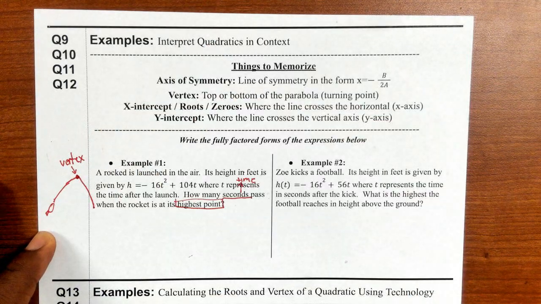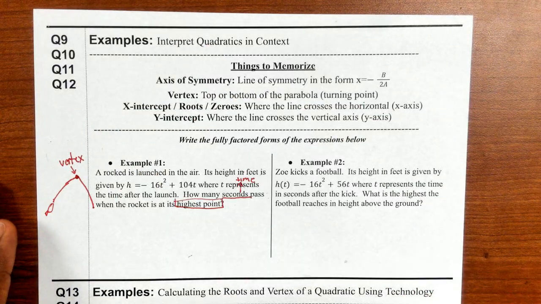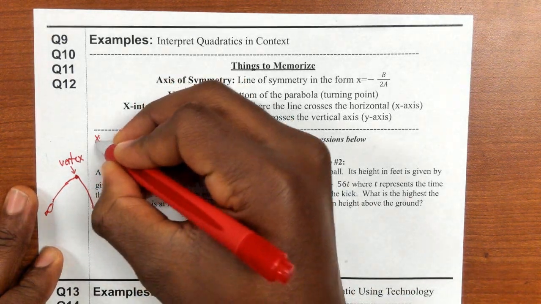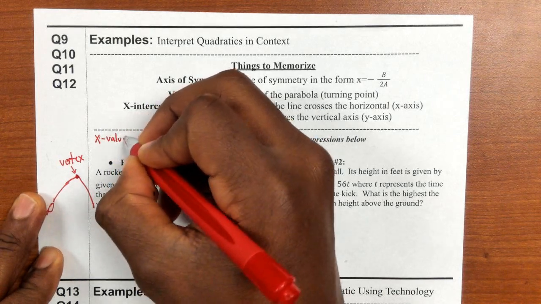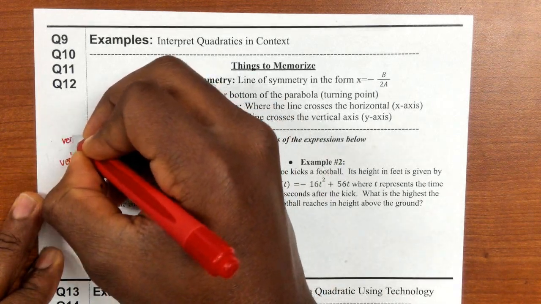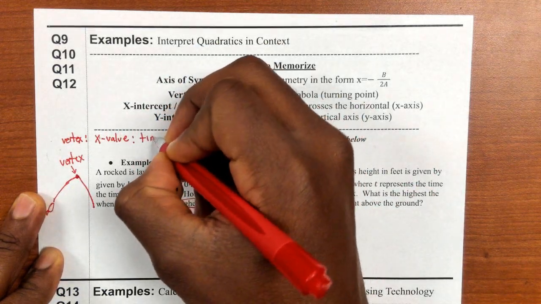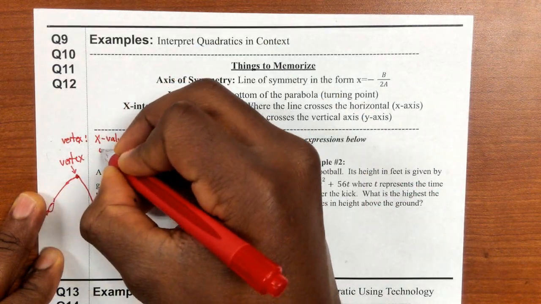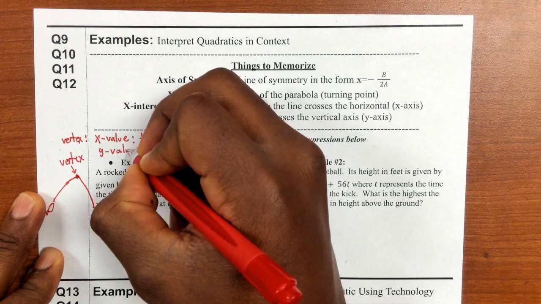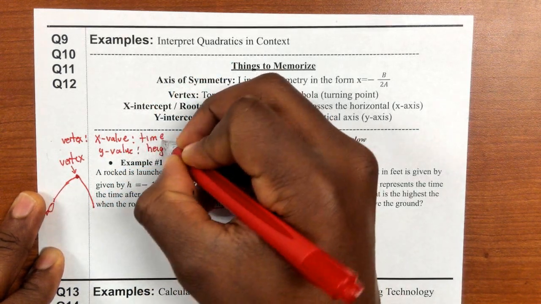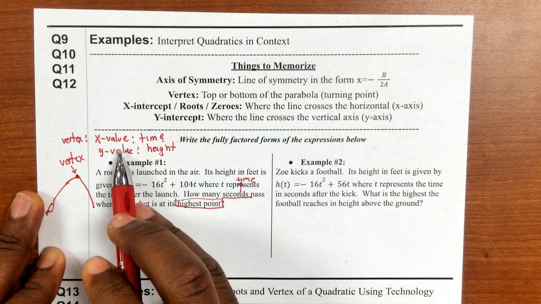So what I need to do is essentially find my vertex, or rather the x value of my vertex, because again, your vertex x value tells you time. The vertex y value tells you height. So again, guys, we need to try to find the x value of that vertex.